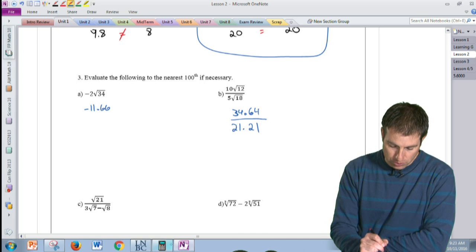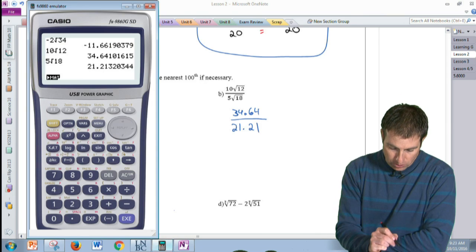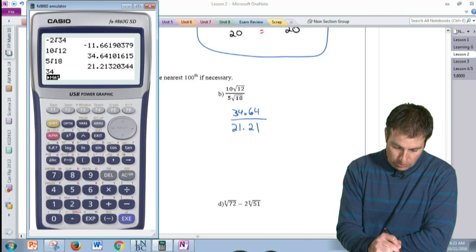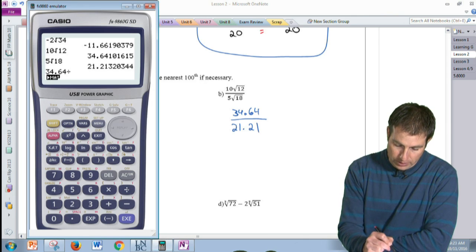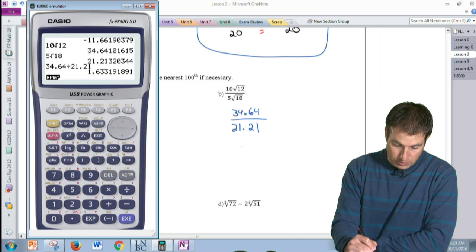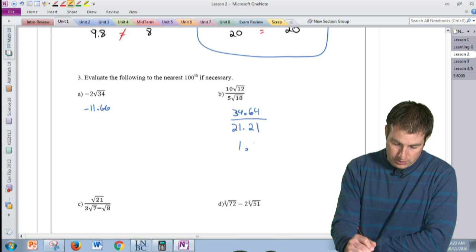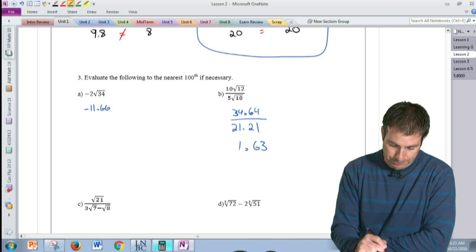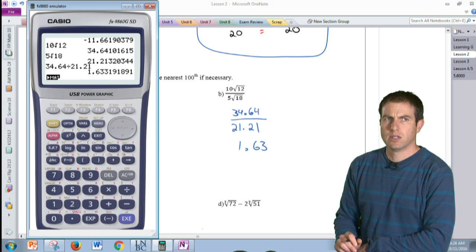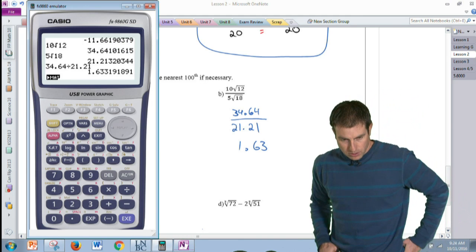And then I'm going to divide those. So 34.64 divided by 21.21. That gives me 1.63. All right, so there's to the hundredths place.